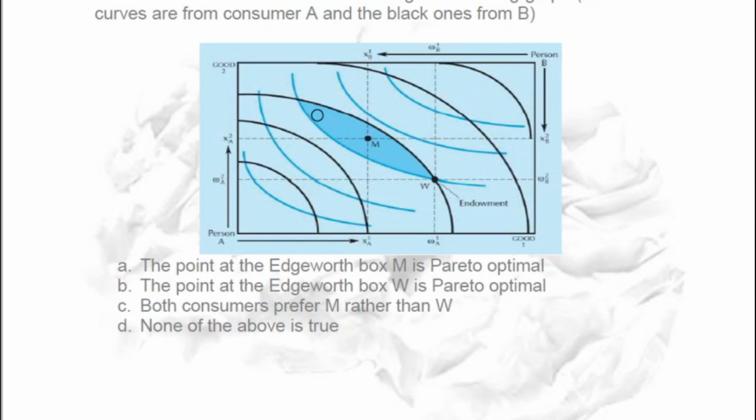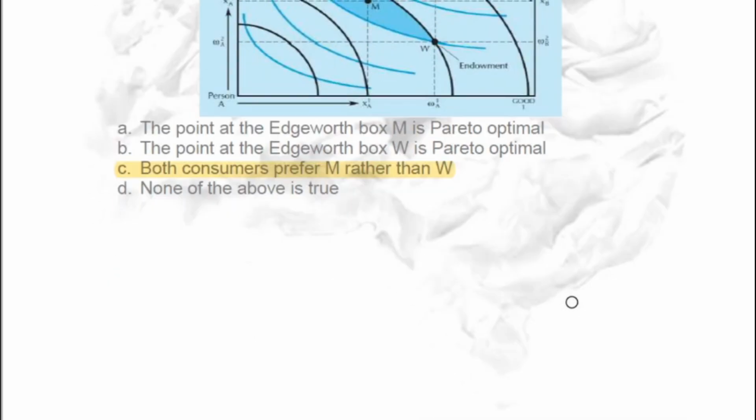M is preferred by both consumers over W. Sorry, but we can't say A. We can't confirm that it's Pareto optimal. None of the above is true. Okay, we should mark C.